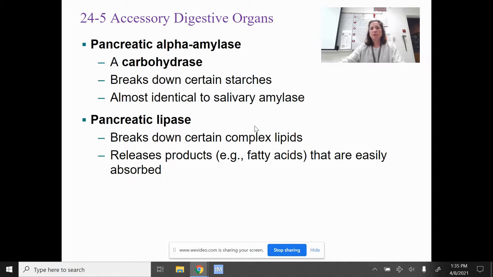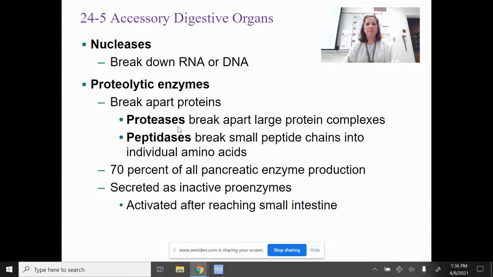So there are a bunch of different enzymes. There's an alpha amylase, so there's pancreatic amylase that's going to continue to break down carbohydrates. There's a pancreatic lipase. All right, again, we're seeing this ASE at the end of the word, which means it's an enzyme. They're going to break down lipids. Remember, those are fats. And then there's going to be some proteases that break down proteins.